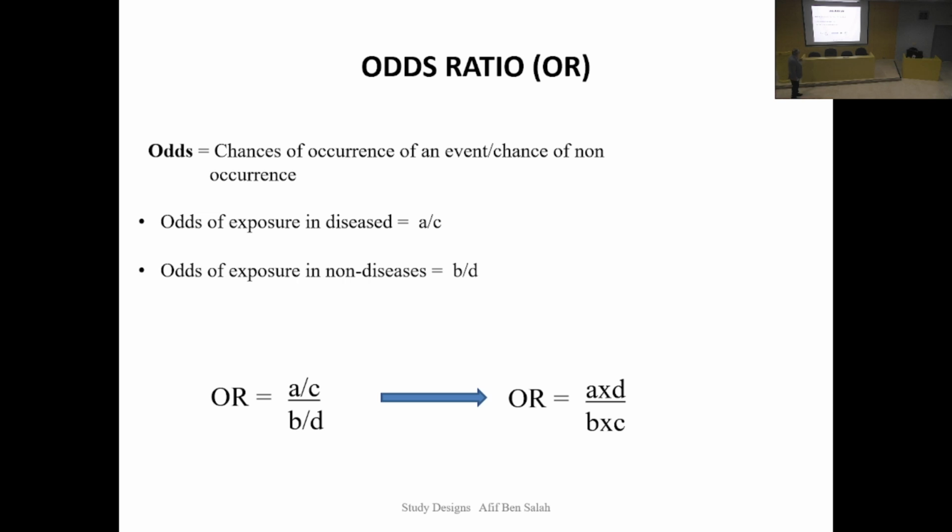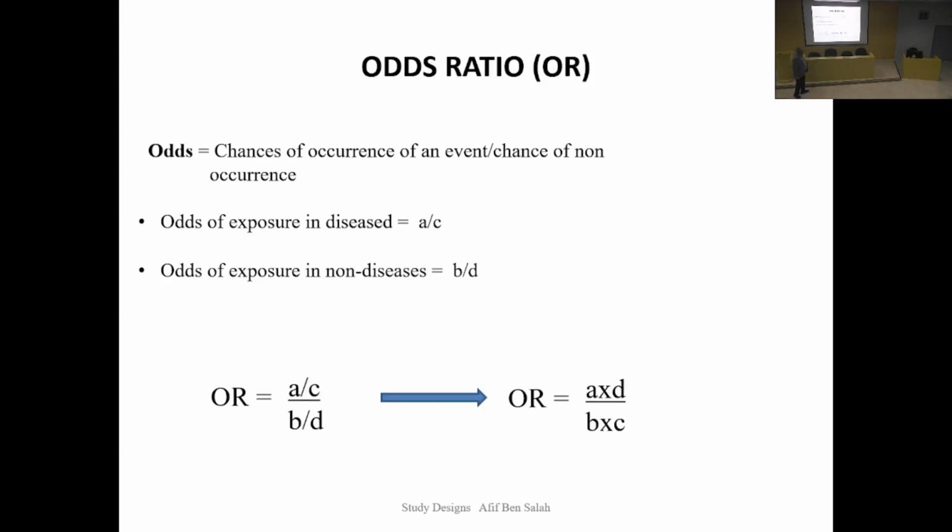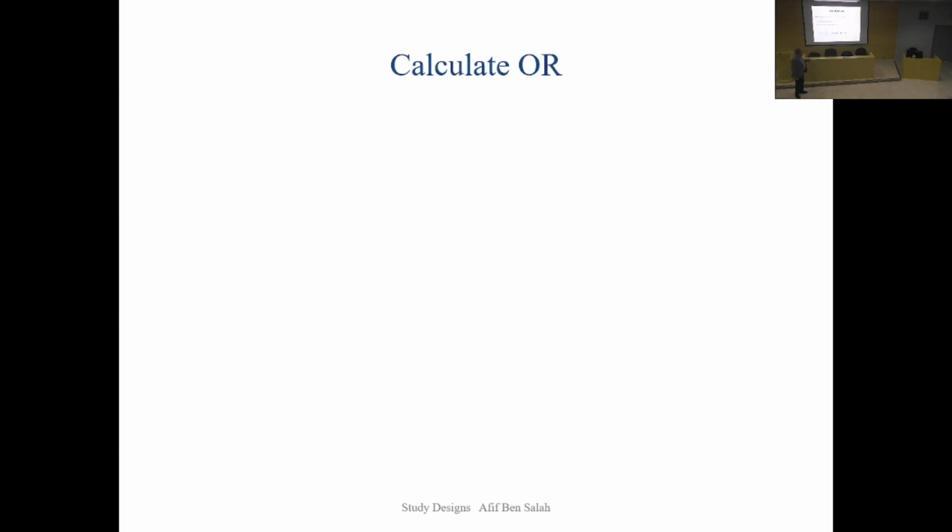Let's see an example. First, let me go back to the table to explain. The odds ratio is very simple. These are the lateral cells, this and this. Multiply them, then divide by these two cells, B and C. A multiplied by D divided by B multiplied by C. This is the odds ratio. So it's very easy, really. Clear?